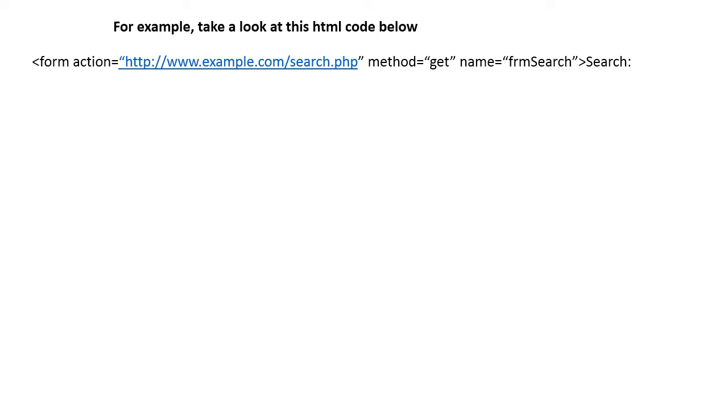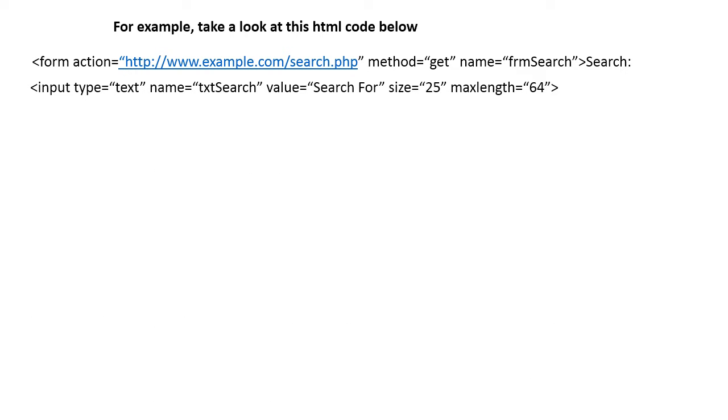We have a method attribute. The method attribute there is get, and the name attribute, that is frm search, then the search itself. Then we have input type is text, name is equal to txtsearch, value is search for, size is 25, and maximum length is 64. So this one is a text field that we use to insert text.